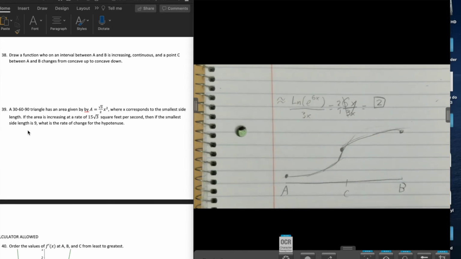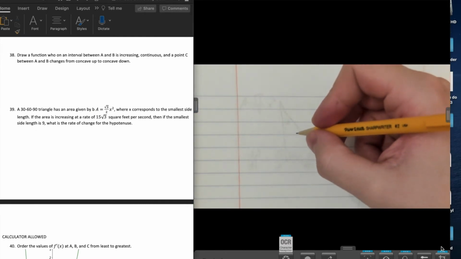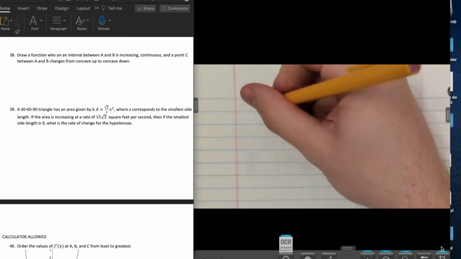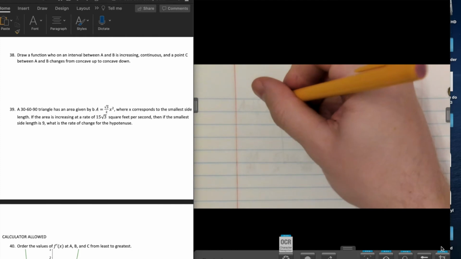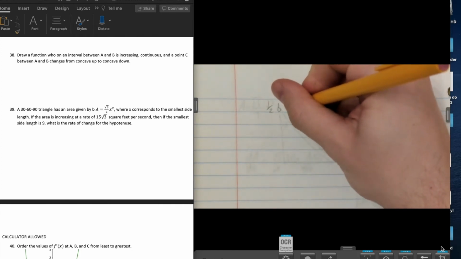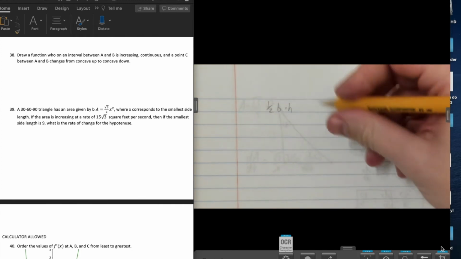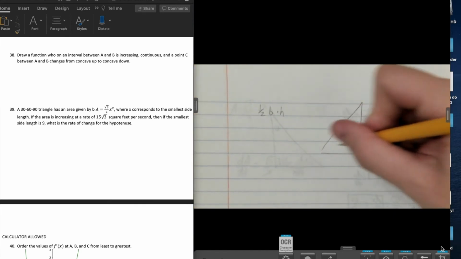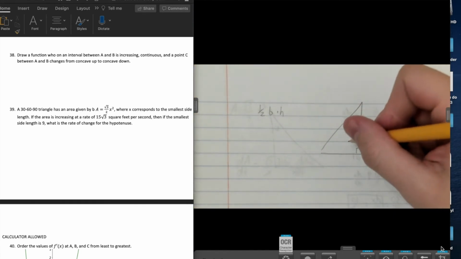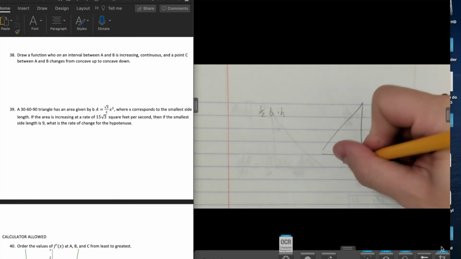All right, on to 39, we're almost done. Certain area. Now, one thing is, if you remember anything about 30, 60, 90 triangles, they do have kind of a formula to them. And we can also just remember the area formula for a triangle is 1/2 times base times height. Now, a 30, 60, 90 triangle looks pretty much something like this. And so what they're saying is the smallest side is x.